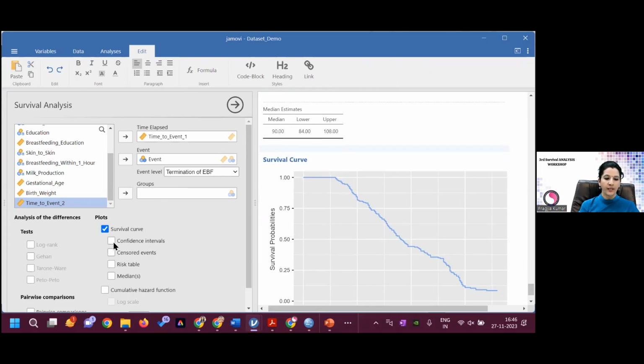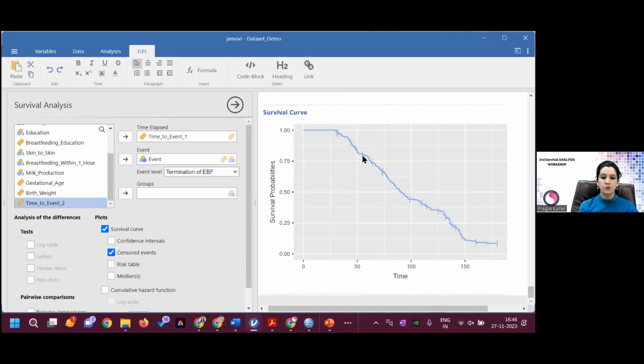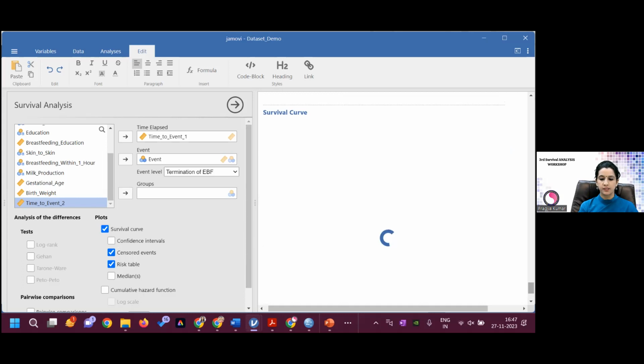If you want to show the censored events, click that. What is censoring? Censoring is shown by these cut points. Can you see there are small vertical lines? These are the cases which are censored. If you want a risk table, it will give you the risk table or the risk set.